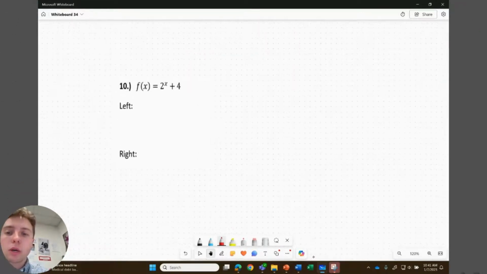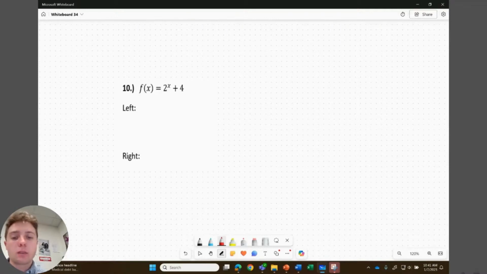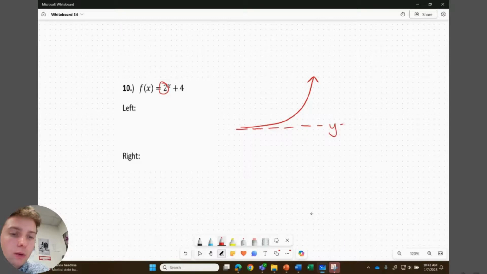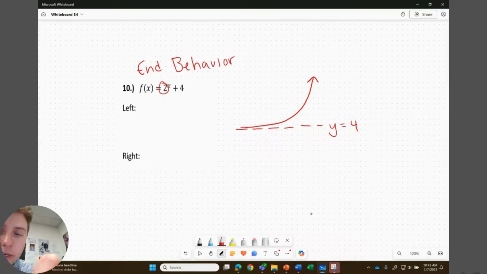This last part, I just wanted to throw it in here. It is also end behavior. The 2 here tells me this is growth. So I know my function would look something like this. If you were to graph it as well, this line here would be at y equals 4. This graph got shifted up 4 units. So what we are told on this one is create the end behavior. I got rid of the directions on here on accident, but it says create the end behavior for the left side and for the right side.